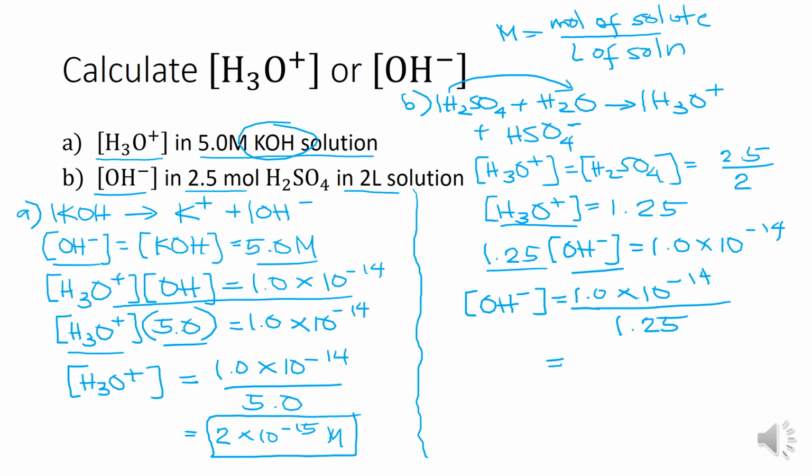Okay. Again, the answer is 8 exponent negative 15 molarity. And that is the concentration of hydroxide ion.